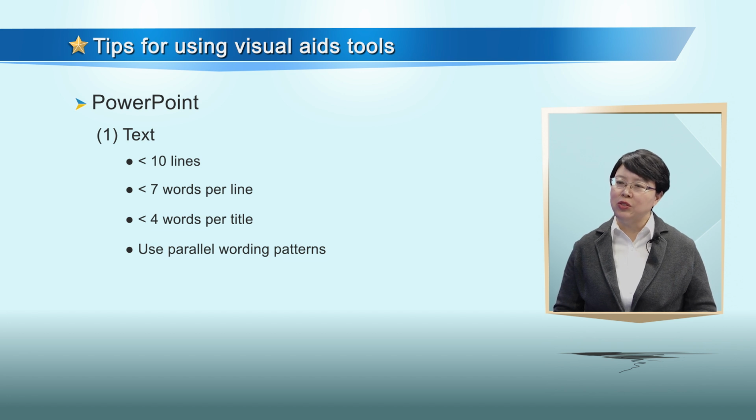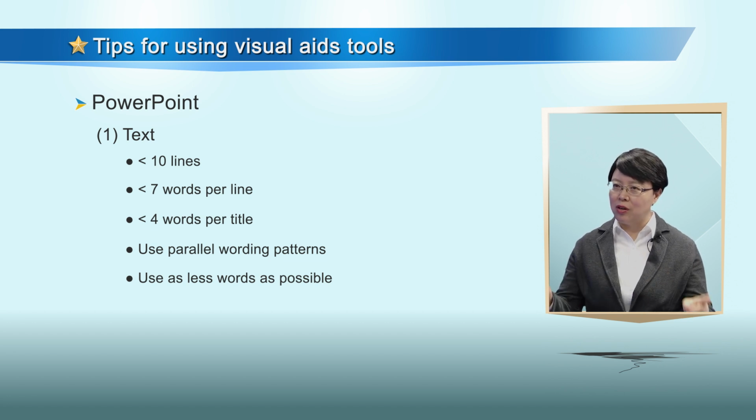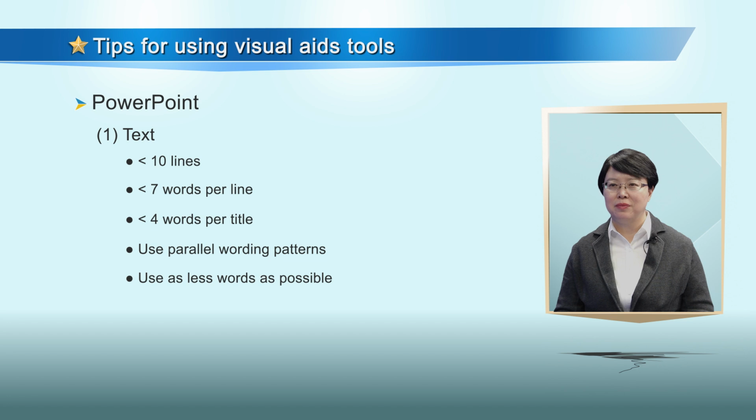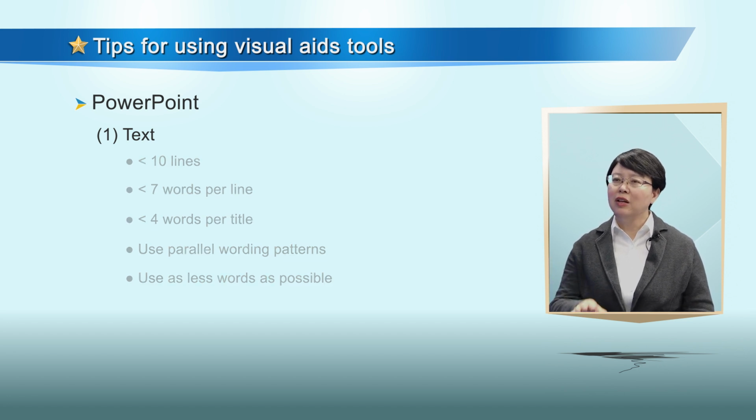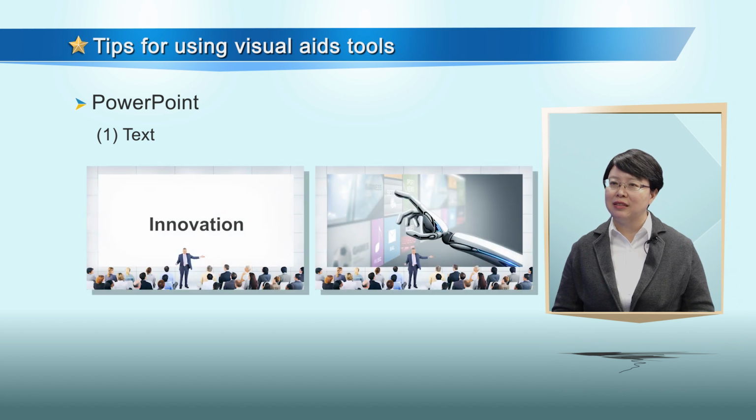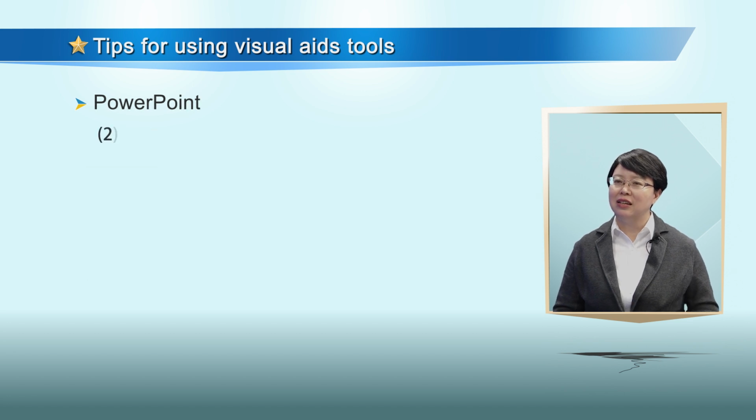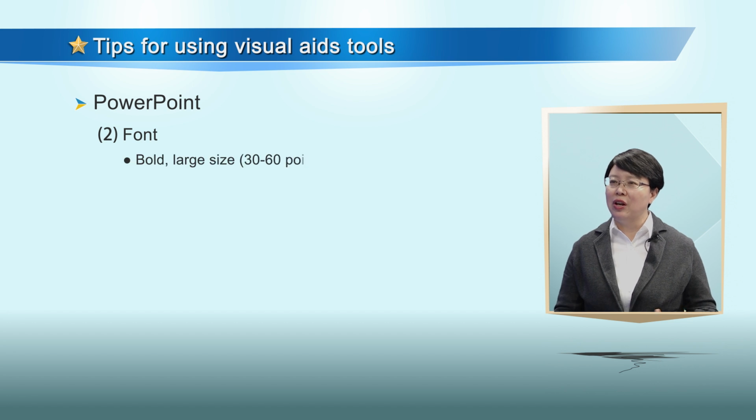A recent trend is to use as few words as possible. Sometimes there's only one word on a large screen or just a picture. Simple sometimes says more. Look at these 2 slides. Second, font. Use bold, large size, usually 30 to 60 points, to enable your audience to see your PPT clearly. Try not to use more than 2 fonts per slide.